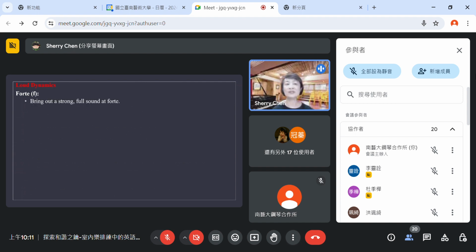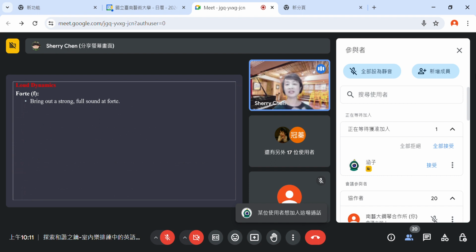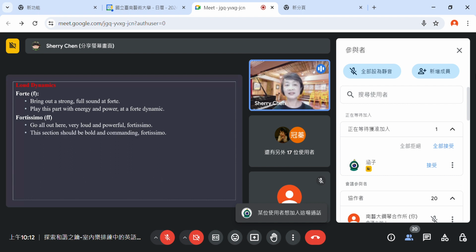Okay, loud dynamics, forte. Bring out a strong full sound at forte. So instead of just saying forte, I say bring out a strong full sound. Play this part with energy and power at the forte dynamic. So this describes the dynamic forte. Fortissimo, go all out. Very loud and powerful, fortissimo. So here again, I'm describing fortissimo with very loud and powerful. This section should be bold and commanding, fortissimo.